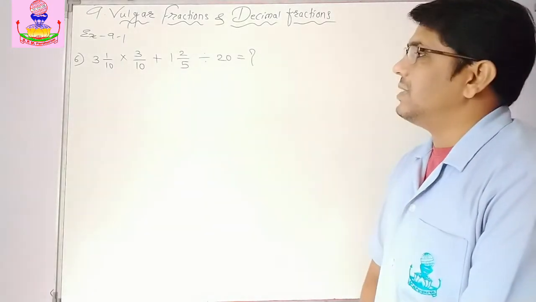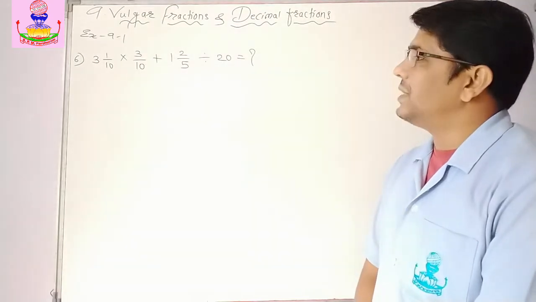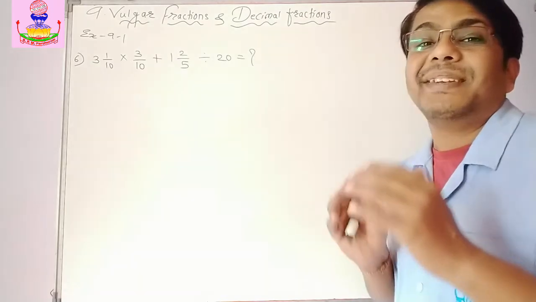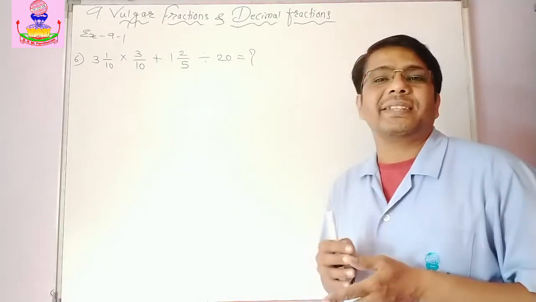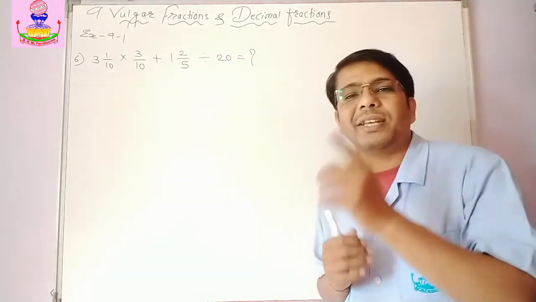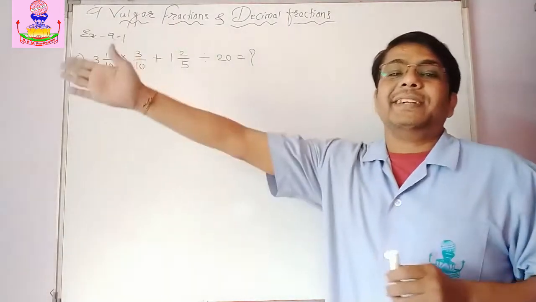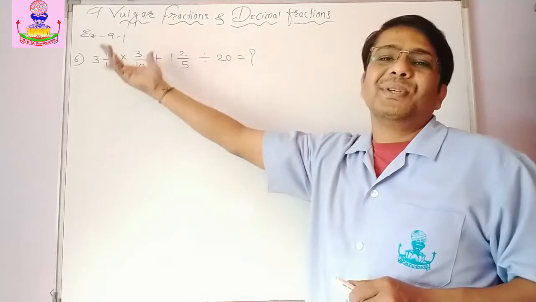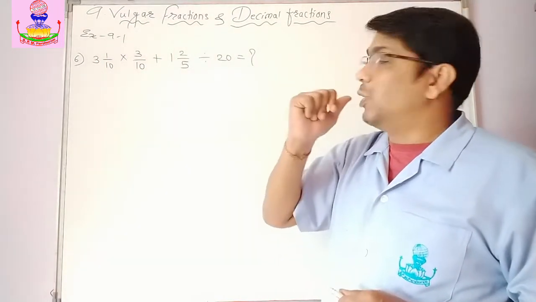Now, sixth one. 3 integers 1/10 into 3/10 plus 1 integer 2/5 divided by 2. Keep this in mind. When multiplication, division and addition operations are there, first preference should be given to multiplication and division. And that too from left hand side towards right hand side. So which one comes first? Multiplication. You can do multiplication. Again, here I can do division also.